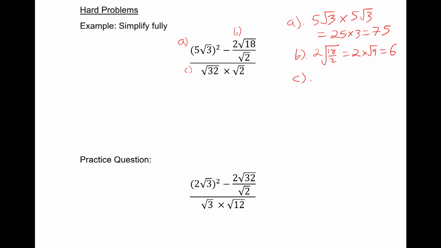C is root 32 times root 2, which I know is root 64, because I can say that it's root 32 times 2, which is just 8. So in fact, my expression is really just 75 take away 6 over 8, which gives me 69/8. And if I wanted to simplify that, I could say 8 into 69 goes 8 times, with remainder of 5, giving me a final answer of 8 5/8.